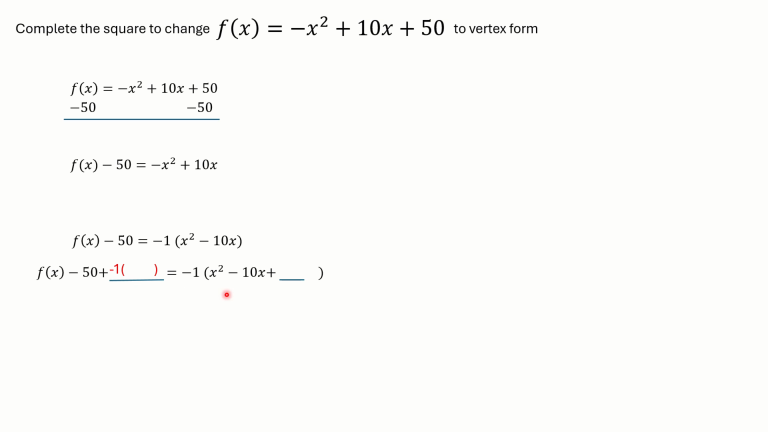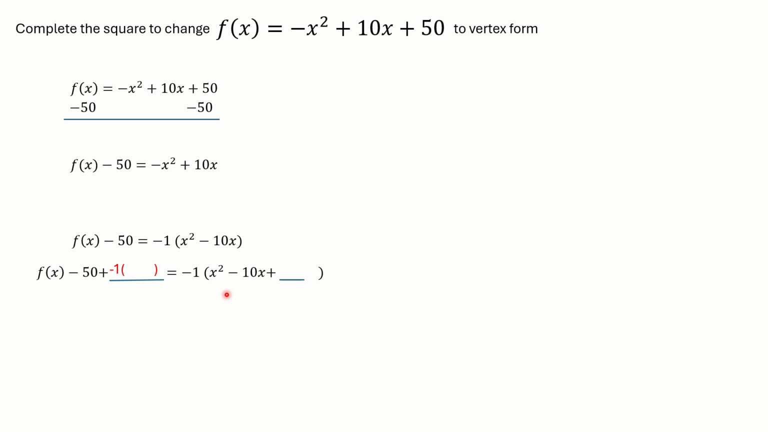And now we can start talking about, well, what's going to go in the blanks? Remember, properties of equality say that whatever you do to one side of the equation, you have to do to the other. So that's why we're doing it like this, where we have to do it on both sides. We have to do it on the left and on the right. And we're going to come up with this sort of magic number that's going to make us have an equation that we can factor into a binomial squared.